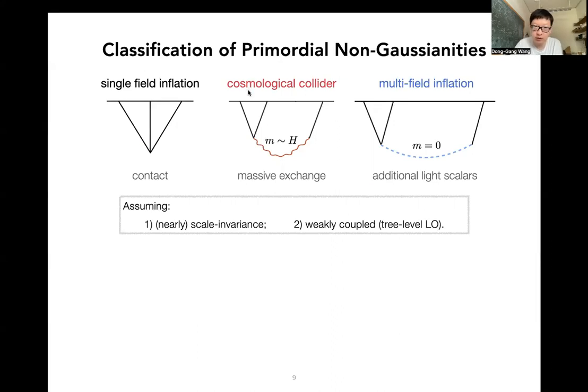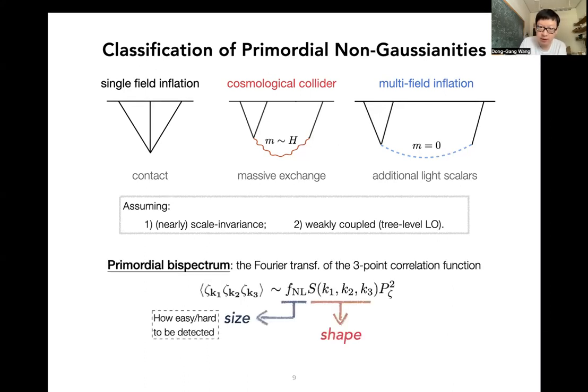The second class corresponds to the cosmological collider. We may have some intermediate massive states. And then the third class is multifield inflation, where we could have some additional light scalars in addition to the inflaton field. And the basic observable here is the primordial bispectrum, which is a Fourier transformation of the three-point correlation function. There are two important things in this primordial bispectrum. One is the size parameter f_NL, then there is a shape function S, which is a function of three Fourier modes, k1, k2, k3.